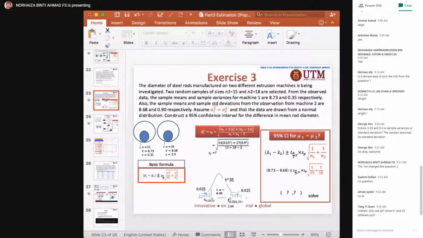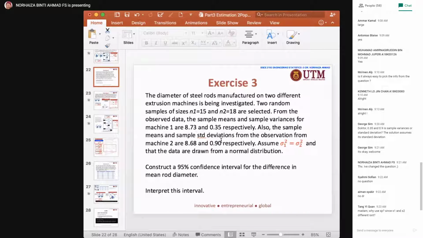Okay, Tang? So you need to look out for statements that say it is equal or common. Those statements indicate whether you're going to use Sp or not, an estimate of the pooled variance or pooled standard deviation.